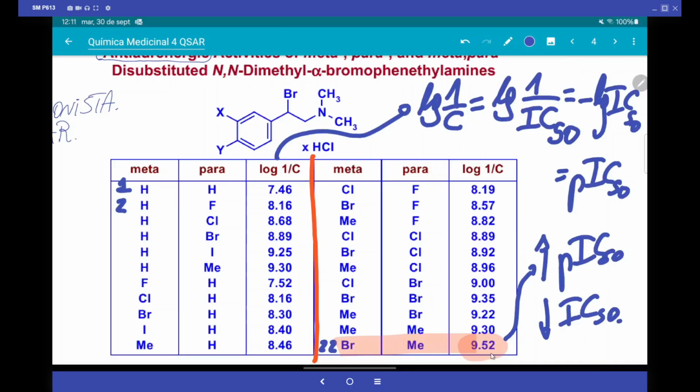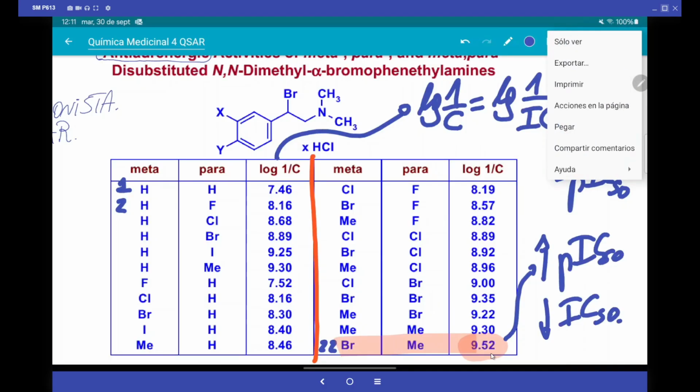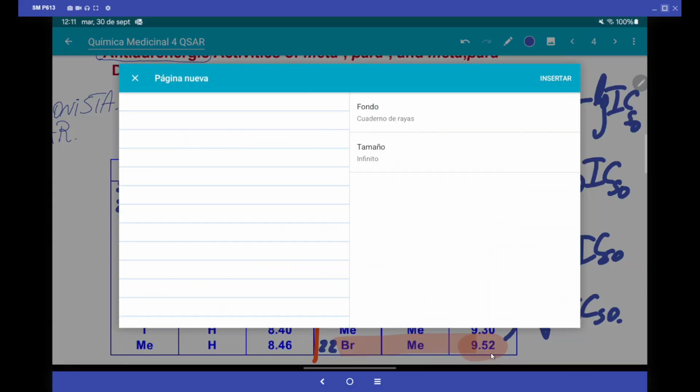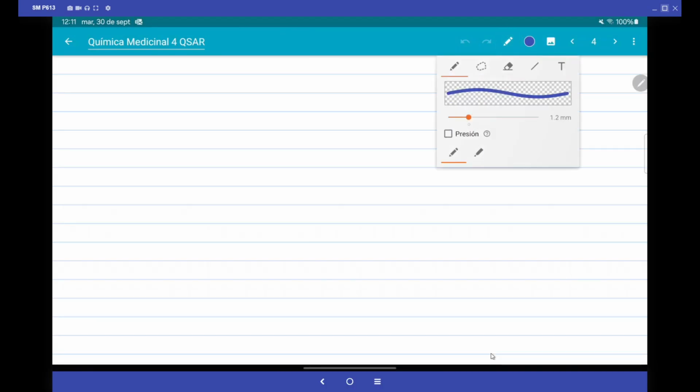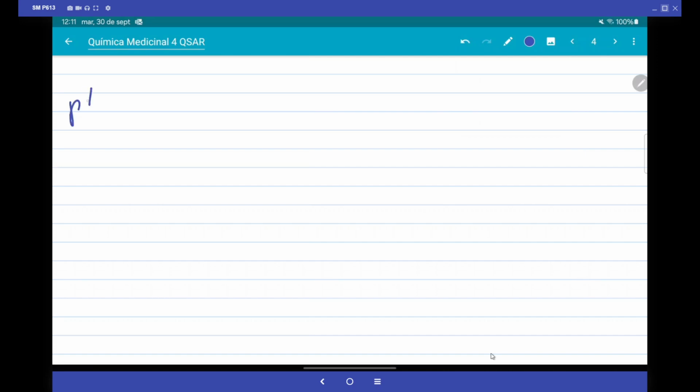9.52. The pIC50 is 9.52. Then the question that I am going to ask you is, which is the IC50, mathematically speaking? Then the pIC50 is 9.52, and that is the most powerful. Then the question is, what is the IC50?